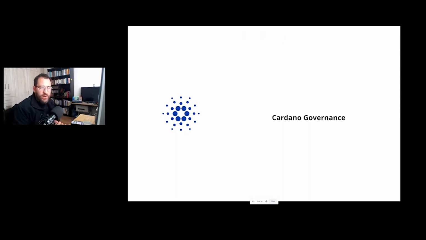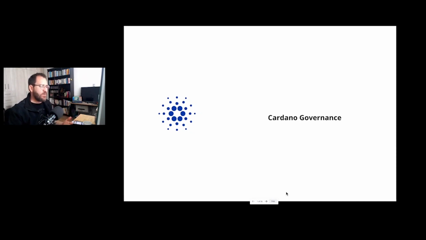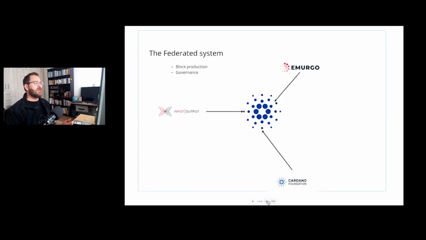In this session we are going to discuss Cardano Governance. And for talking about Cardano Governance, we must come back to the very early days of Cardano and how it all started. It all started with a federated system. We had Emurgo, Input-Output, and Cardano Foundation, and these three entities were the only ones responsible for block production and for the governance of the system.